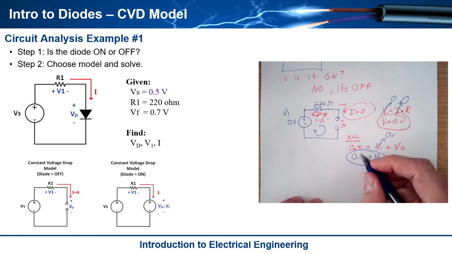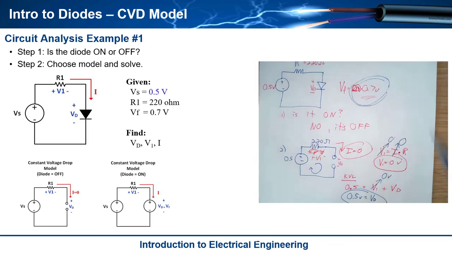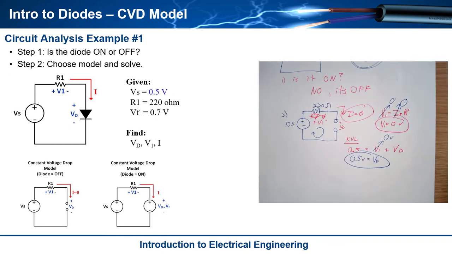And this is what's weird about it, is that you have a voltage across the diode, but it's just not enough to turn it on, okay? So we have now solved a simple circuit using a diode. All right, let's do another one.